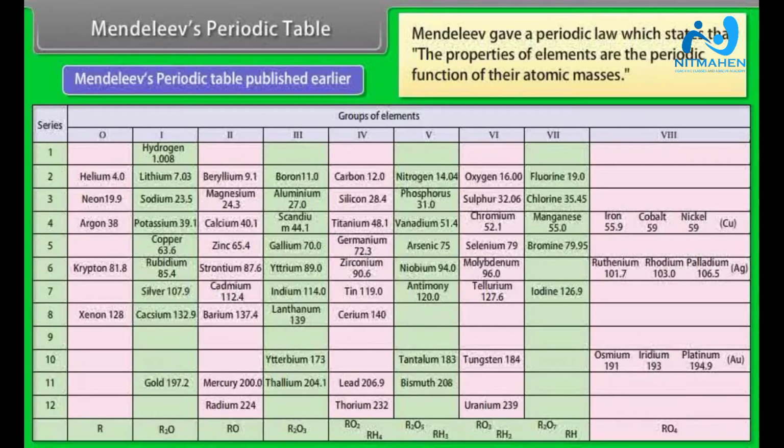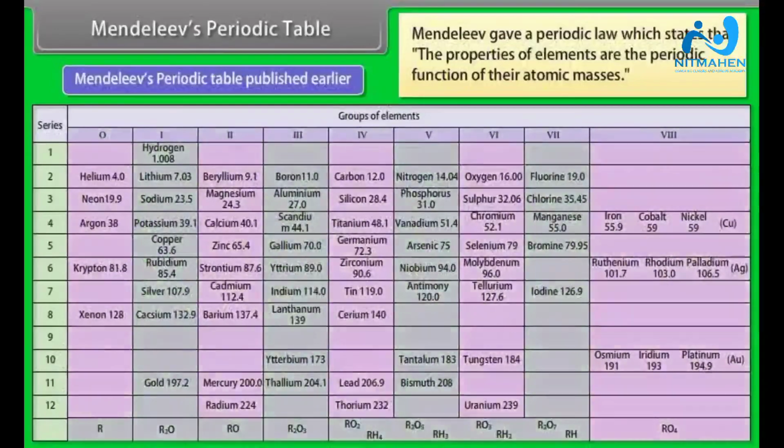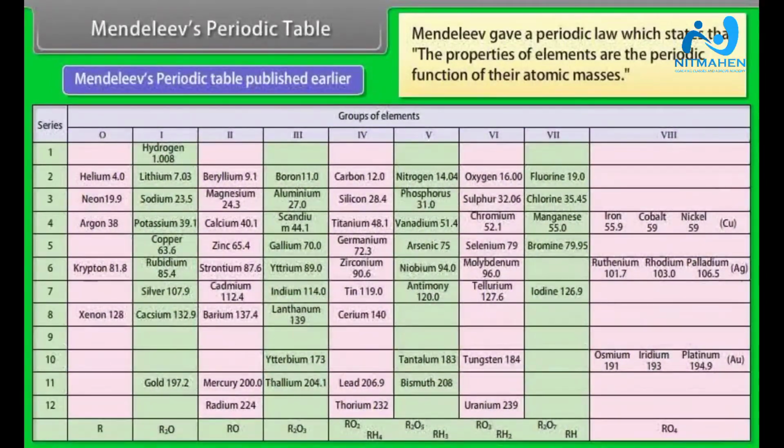Number 1. In periodic table, elements are classified into groups with similar properties, thus facilitating the study of properties of elements. Number 2. Mendeleev left certain vacant places in his table, which provided a clue for the discovery of new element. Some of the properties could be predicted with a fair accuracy.